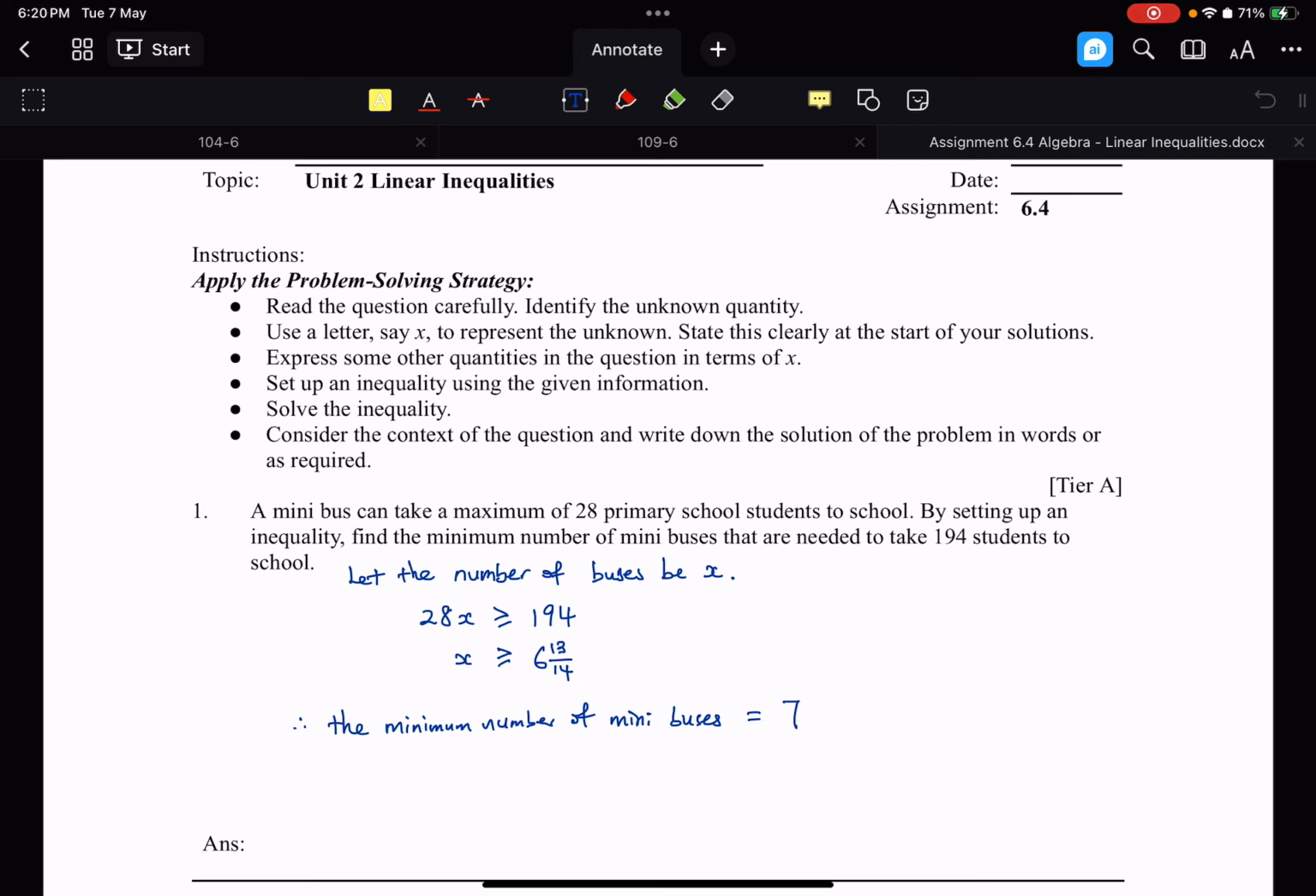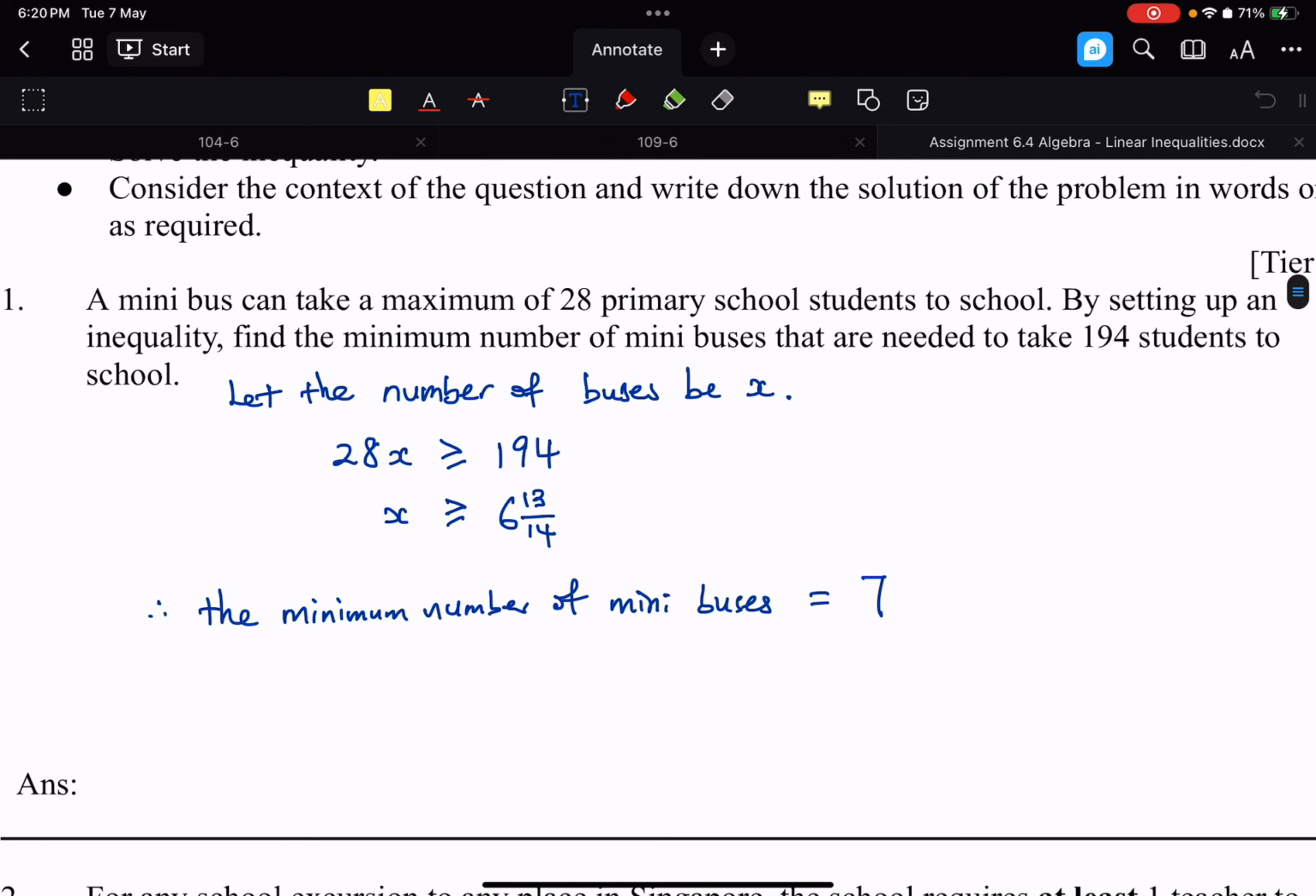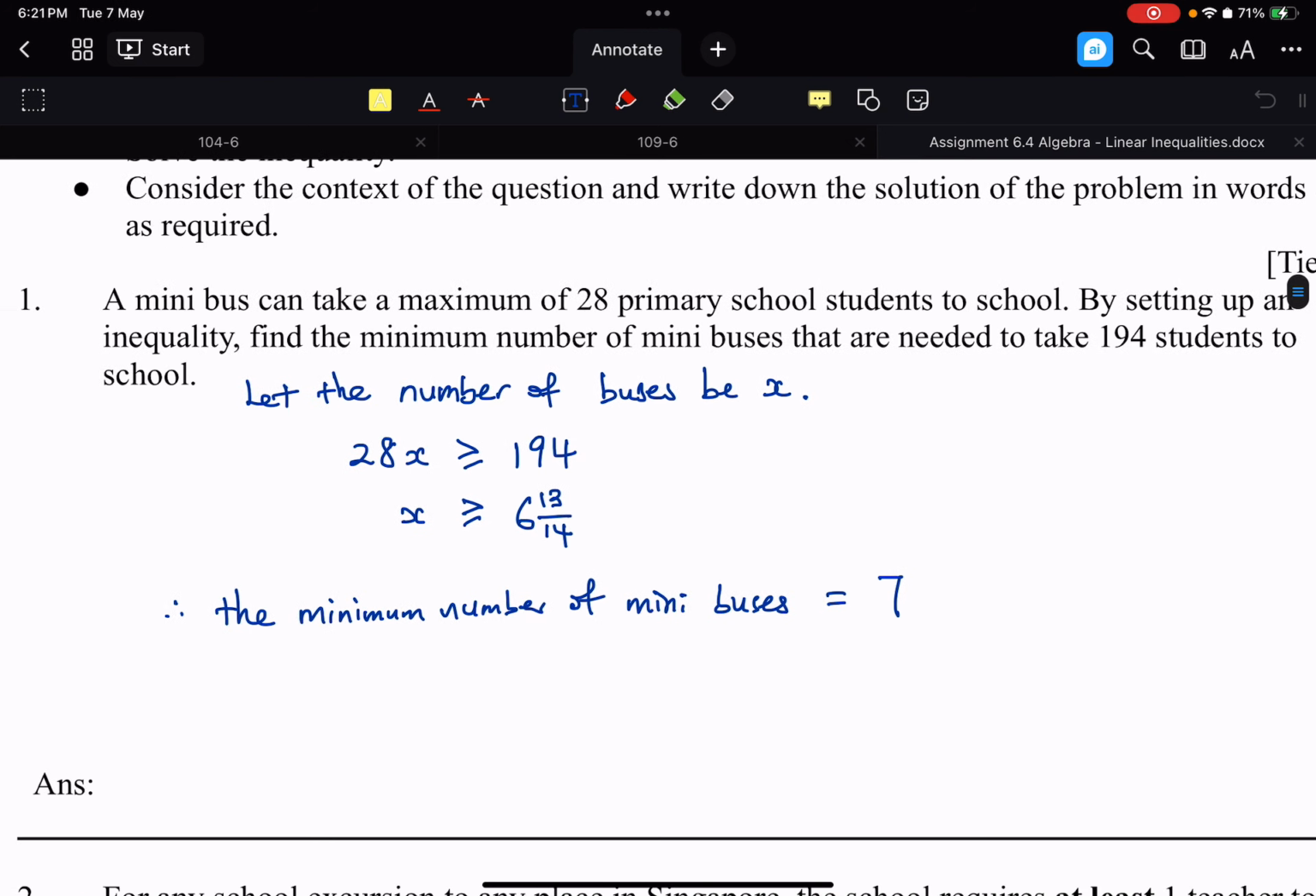So what we know is that for the total number of students, the maximum capacity will be 28 students times the number of buses, right? So we're going to begin by letting the number of buses be x. After that, we set out our inequality and then we solve it. This is the procedure. Now take note that the question did not define x for us. When they do not do that and it's a word problem, please define it ourselves, right?